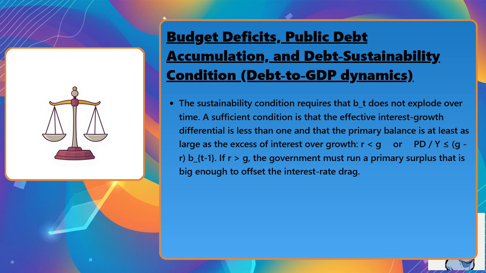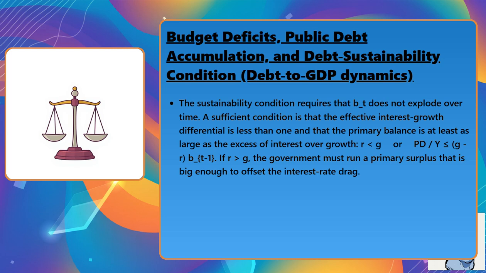The sustainability condition requires that b sub t does not explode over time. A sufficient condition is that the effective interest growth differential is less than 1, and that the primary balance is at least as large as the excess of interest over growth. R less than G, or PD divided by Y, is less than or equal to (G minus R) times B sub T minus 1.